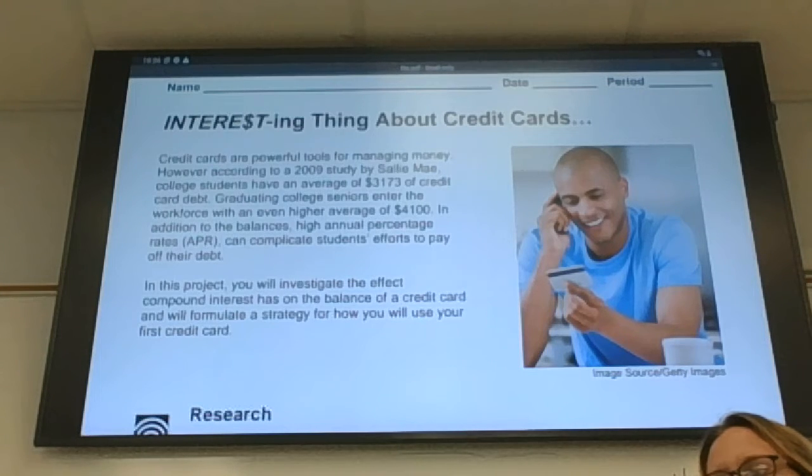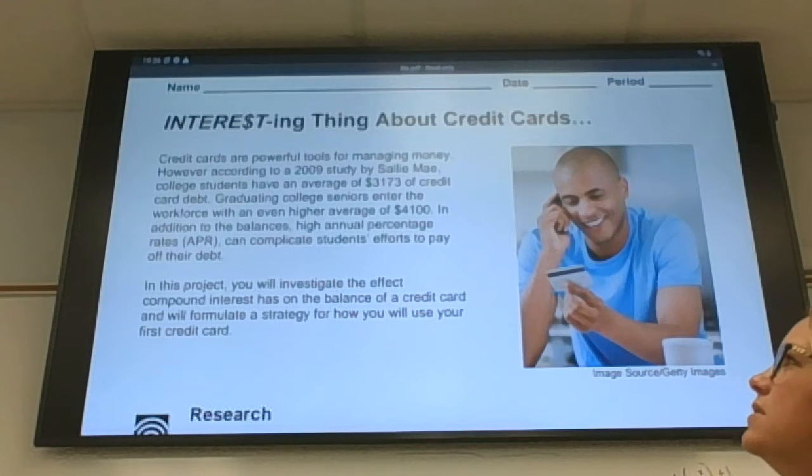Credit cards. Stop. Credit cards are powerful tools for managing money. However, according to a 2009 study by Sallie Mae, college students have an average of $3,173 of credit card debt. Graduating college seniors enter the workforce with an even higher average of $1,100 in addition to the balanced high annual percentage rate can complicate students' efforts to pay off their debt.